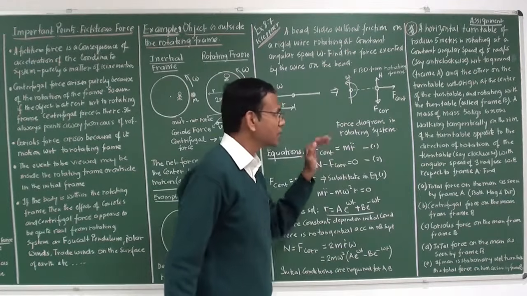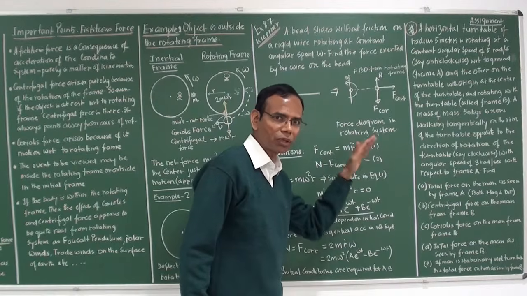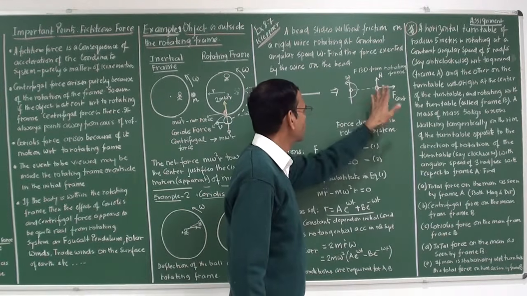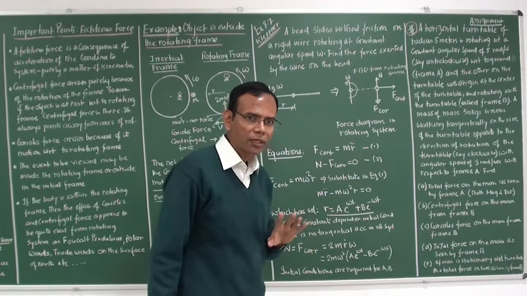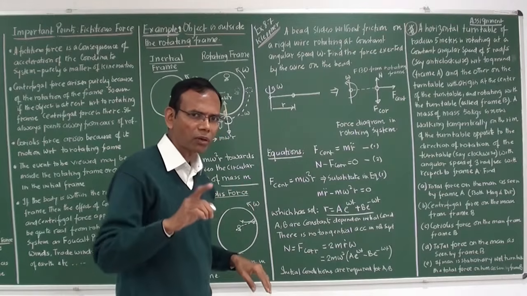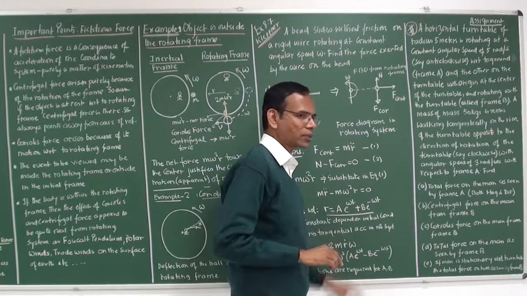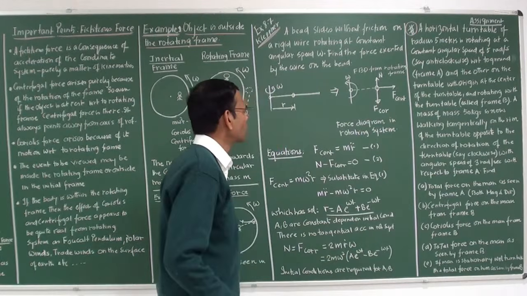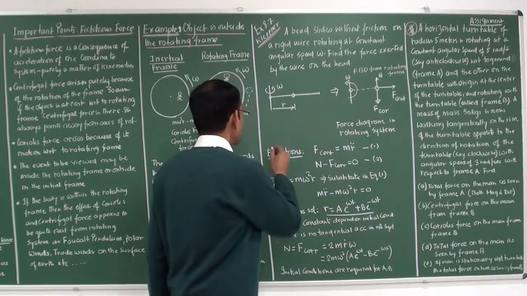The other is F Coriolis, because it is moving in the non-inertial frame. So if I consider a frame over here, in that it is moving. So obviously there will be Coriolis force, and you can calculate the Coriolis force, minus 2m omega cross Vr. This is the direction of V, so you will get it in this direction. You can calculate and satisfy yourself. So let us solve the force equations now.